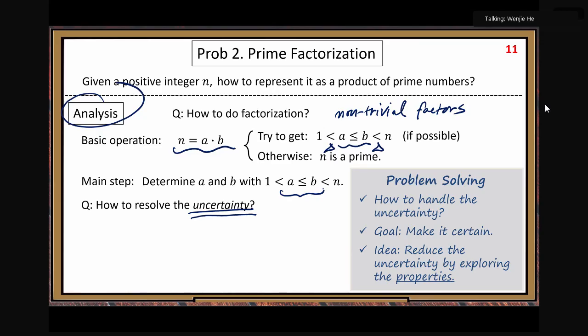So here we need to look at that. How do we reduce the uncertainty here? Before the uncertainty reduction, let's look at how many possibilities for our non-trivial factors. Our non-trivial factors, there are many different possibilities, right? So let's study those possibilities, non-trivial factors. So what property can we find for A and B here?